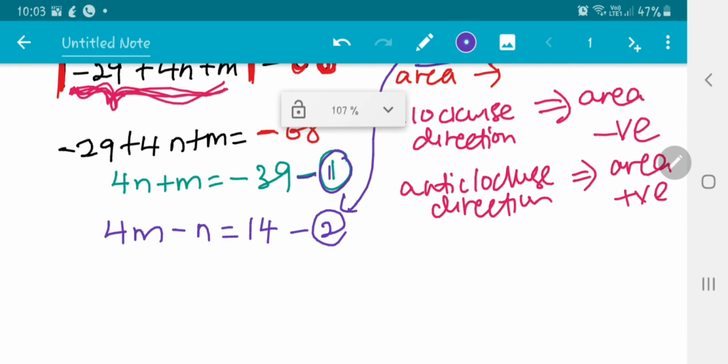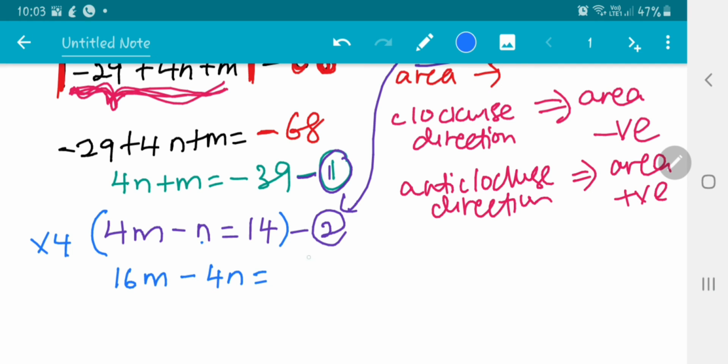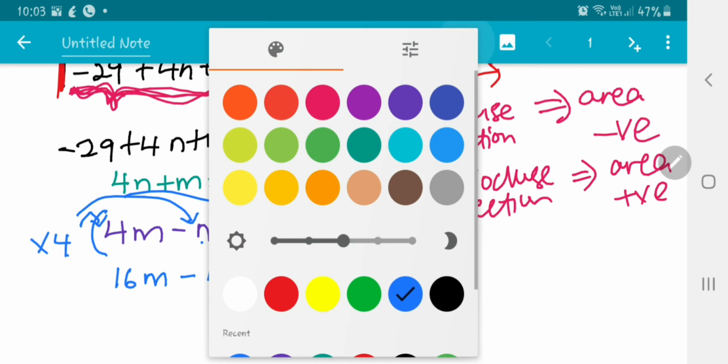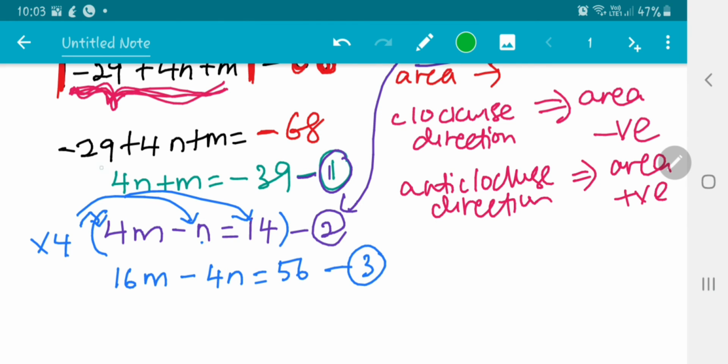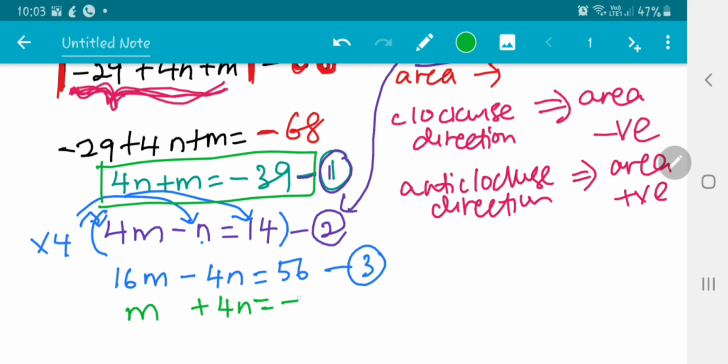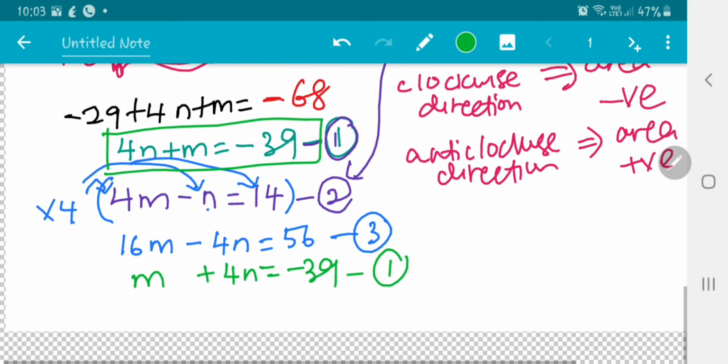Okay. So saya nak guna apa ni? I think I nak times 4 yang ini, so I boleh eliminate n lah. So 4 times 4m, 16m, negative 4n equals 56. My third equation, after I times 4 lah. Okay, so this is, I copy balik my first equation tadi, m plus 4n equals negative 39. Okay, I solve these two equations.